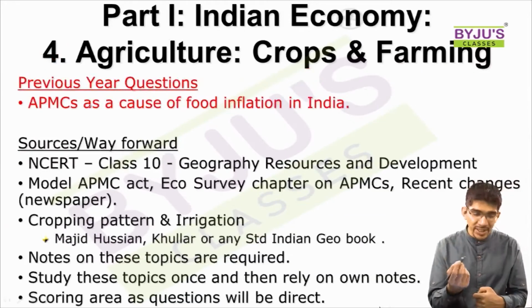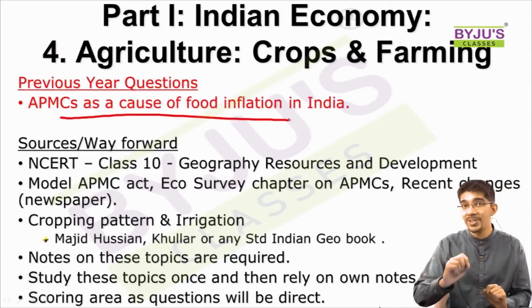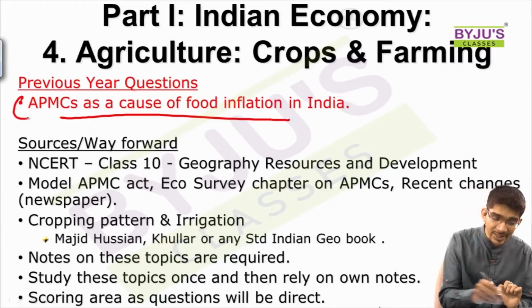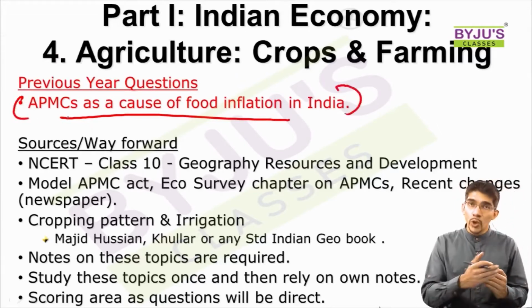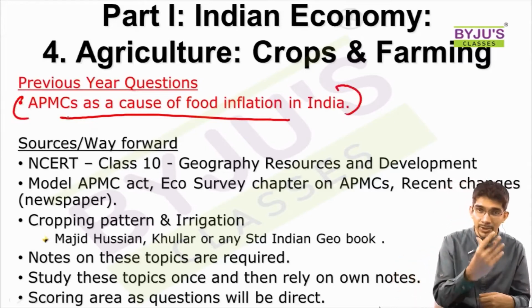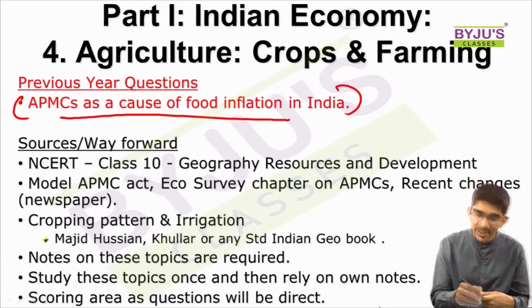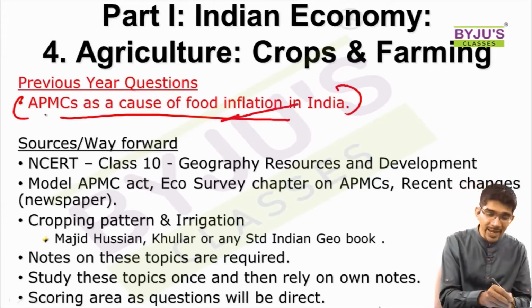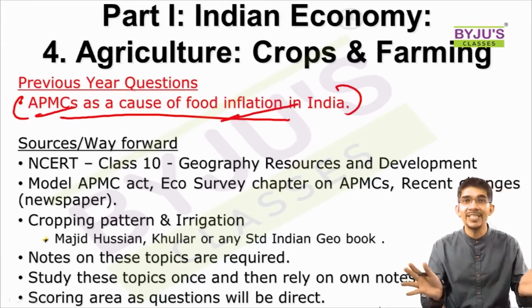So let's look at previous year's questions and the way forward. APMC as a cause of food inflation was a question that came. This is because the distribution is being distorted by APMC. So it might cause not enough food material to reach the market, the farmers getting discouraged, etc., because of the whole mandi system not being efficient. So that kind of an answer can be constructed here. You have to understand the concept of inflation and the concept of APMC and the problems and solutions with it, and it is a very easy question to answer.